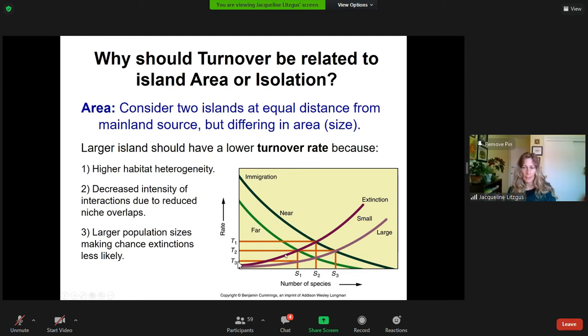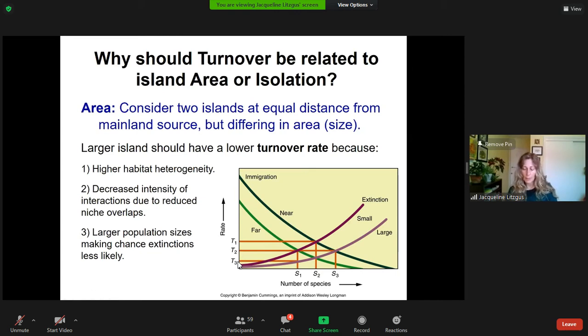So there's the turnover rate, and there's the species number rate. Now, if we look at the small island and do the same thing, you know this already, there's fewer species. The S value is lower on the small island. However, the turnover rate is higher. T1 is higher than T2. So on the small island, it has fewer species, but the turnover rate is higher. On the large island, it has more species, but the turnover rate is actually lower, okay?